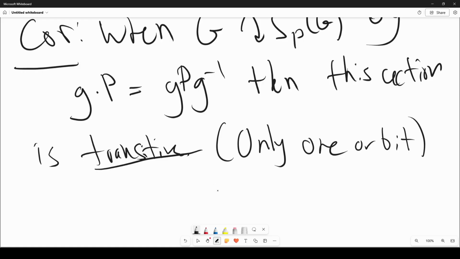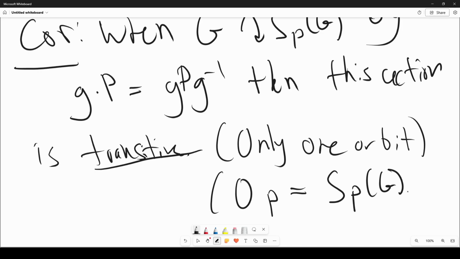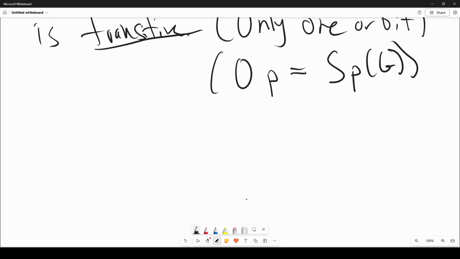Which just means if I look at the orbit of P, it is going to equal the entire set. And this is clear just from the second Sylow theorem, because let's say you want to show Q is in the orbit, where Q is another p-Sylow subgroup. Well, I know there exists a G such that GPG inverse equals Q, which means Q has to be in the orbit of P. Okay. And this corollary is going to help us prove the third Sylow theorem.